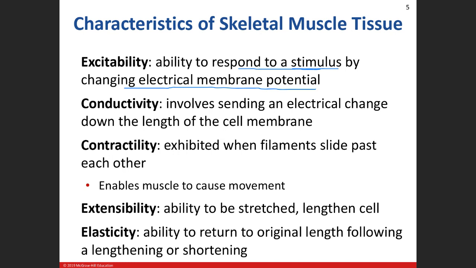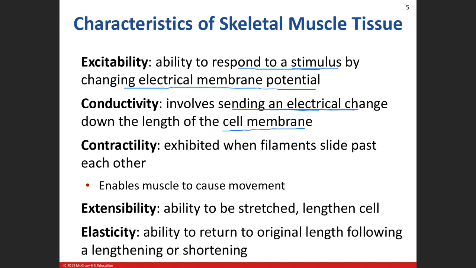Conductivity. All right, we know that a neuron can conduct its action potential down the axon. We're going to see how muscle can also send its version of the action potential along its cell membrane. Okay, and that's how we're going to be able to stimulate the muscle.